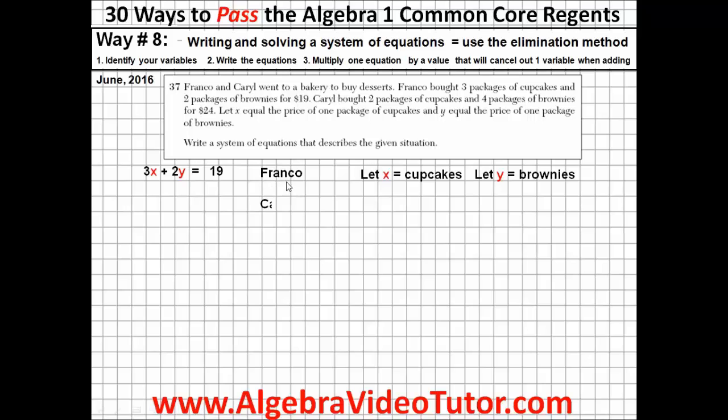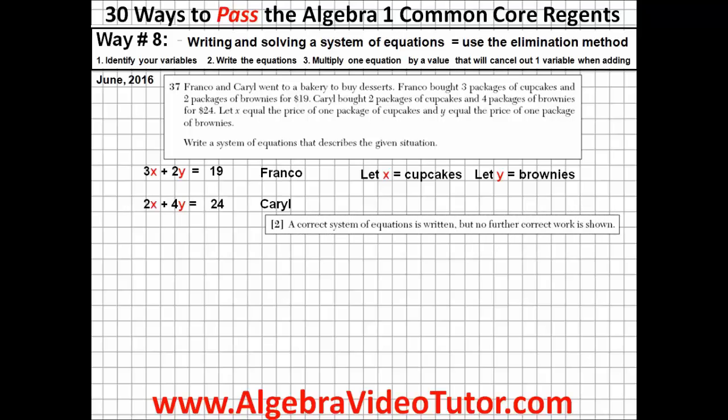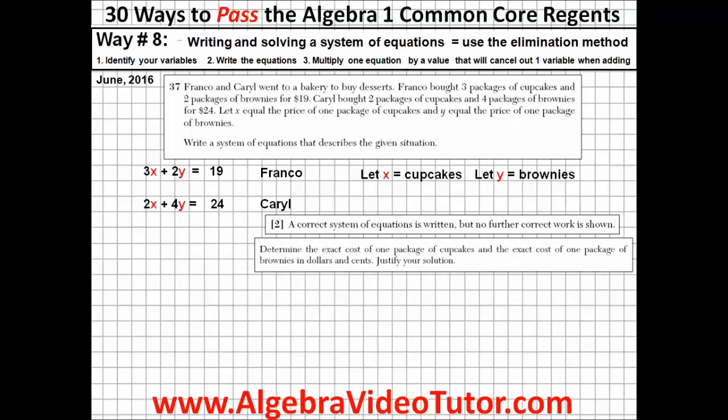Then you're going to do the same thing for Carol. It says she bought 2 packages of cupcakes and 4 packages of brownies for $24. Okay, and that right there would get you 2 points for writing a correct system of equations, even if you did nothing else. If you did nothing else, that's 2 points. Okay, but we're going to continue. Then it asks you to determine the exact cost of 1 package of cupcakes and the exact cost of 1 package of brownies in dollars and cents and justify your solution. So ready? Here's what it said.